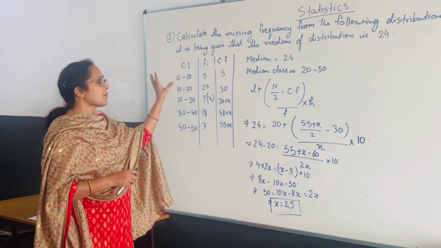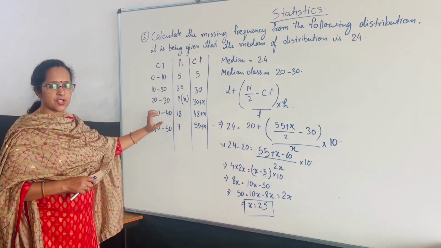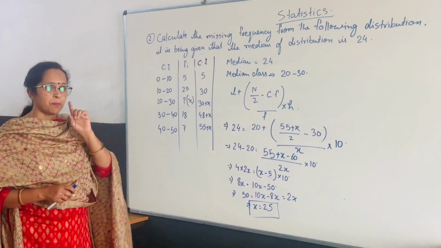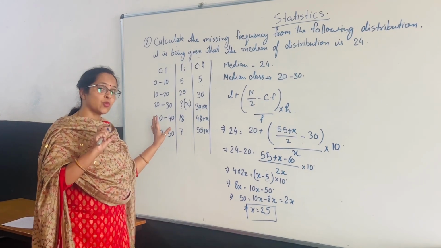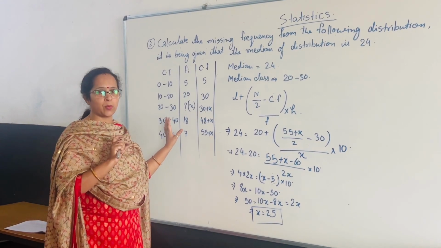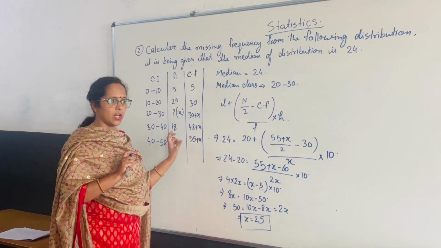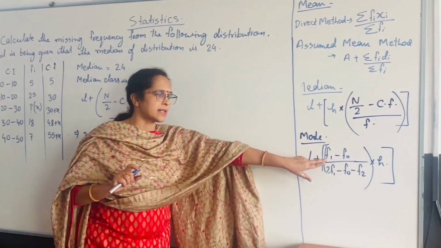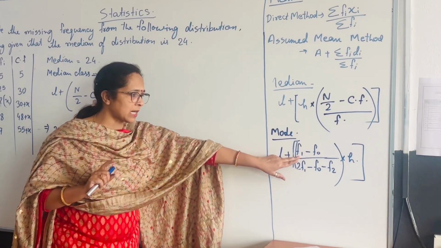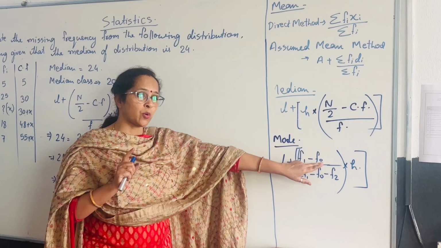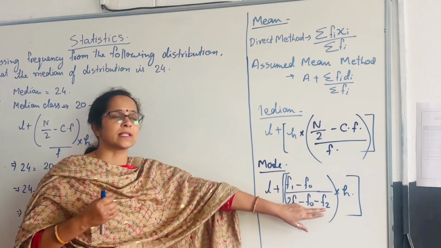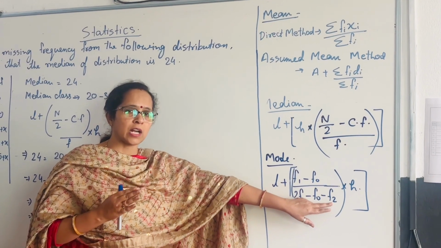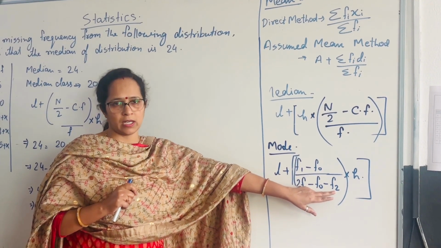Okay. So suppose you get the same kind of question where mode is given. Be very much careful. Modal class is that class whose frequency is the highest frequency of the given table. So here F1 is the frequency of the modal class, F0 is the frequency of the class preceding the modal class, and F2 is the frequency of the class succeeding the modal class.